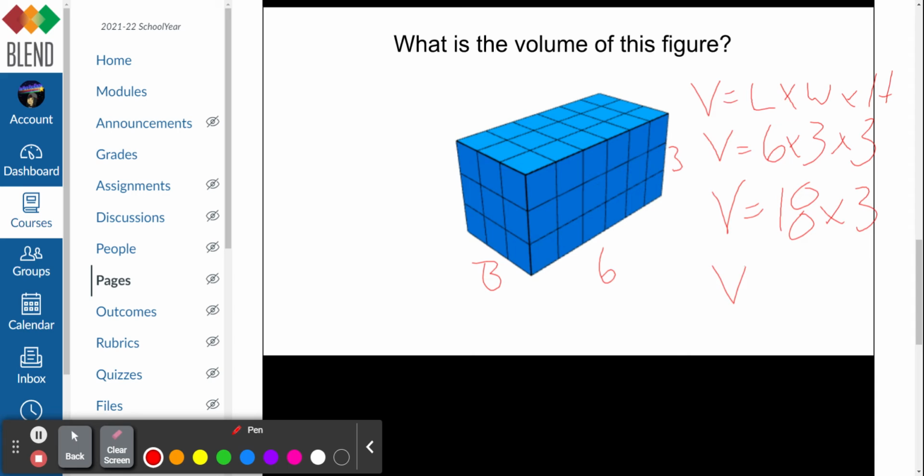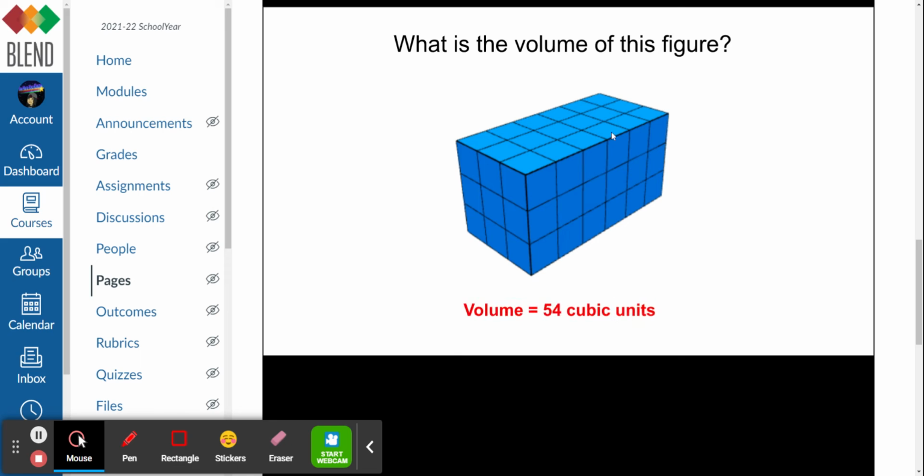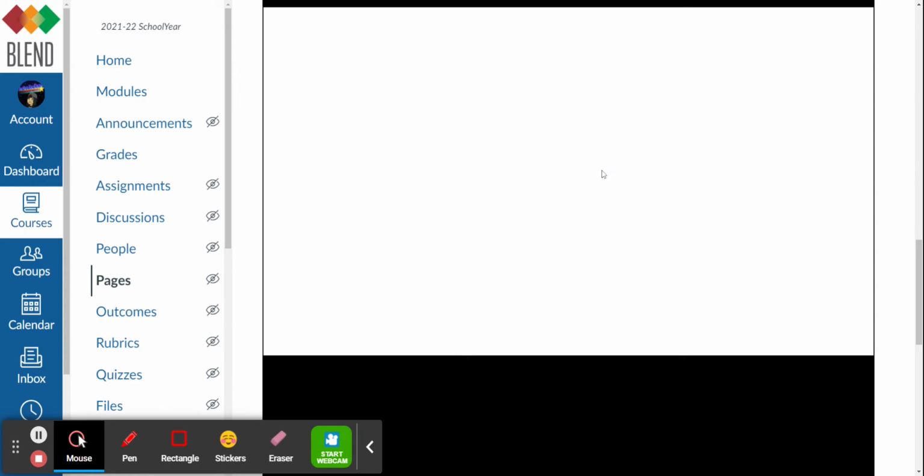So now we're going to do 18 times 3. 10 times 3 is 30. 8 times 3 is 24. 30 plus 24 is 54 cubic units. All right, so we have 54 of these cubes in this shape. And we can use the formula to figure that out, even though we can't see many of the cubes.